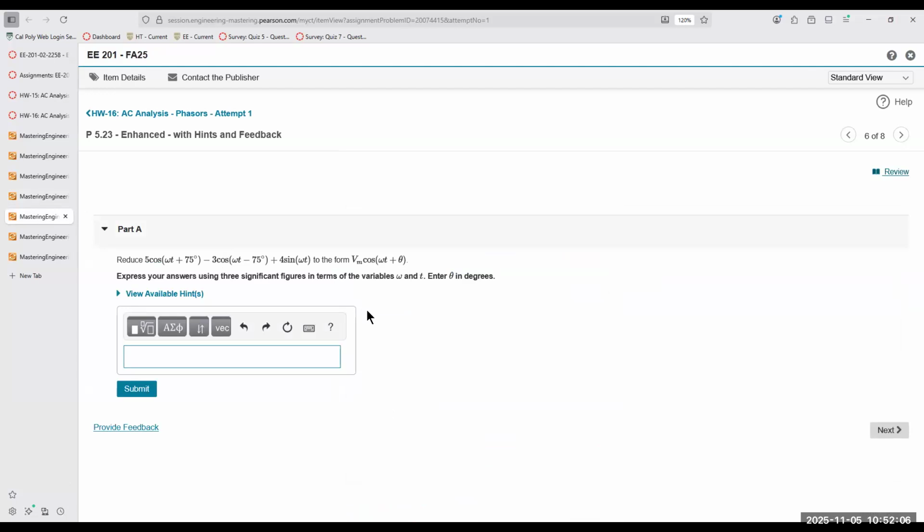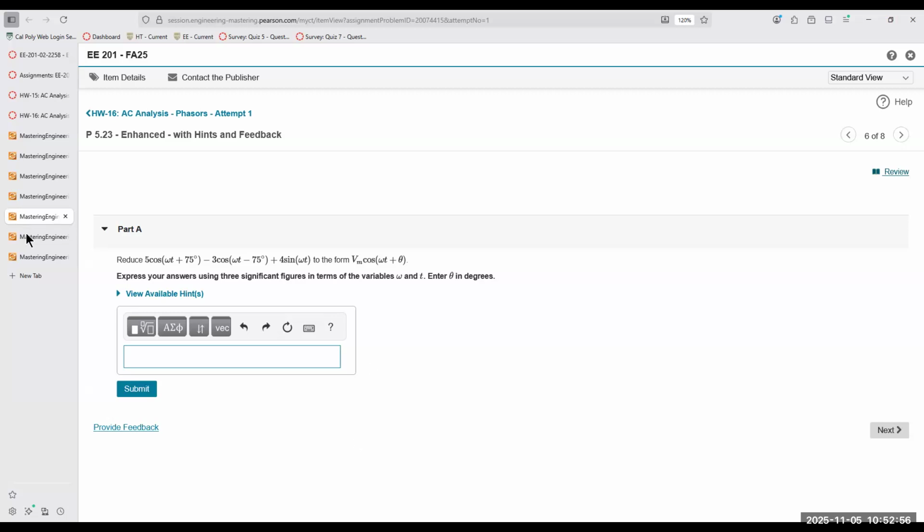Reduce 5 cos omega t plus 75, cos omega t minus 95 or 75, and 4 sine omega t to the form of Vm cos omega t plus theta. In this case, we are adding and subtracting sinusoidal waveforms, and we have to write the time domain expression, meaning we have to perform the inverse phasor transform at the end. It sounds like a mouthful, but all we are doing is taking the magnitude and the angle, and simply applying the inverse phasor transform by writing Vm cos omega t plus or minus theta.